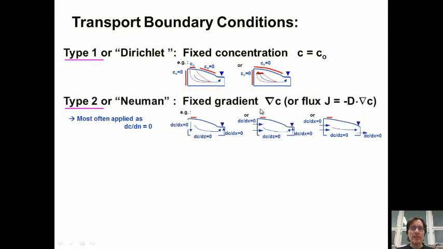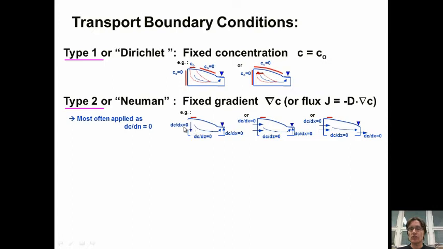A type 2, or Neumann, is where we fix the gradient, or a mass flux. This is most often applied in the transport context as a 0 gradient, where we fix the concentration gradient perpendicular to a boundary at 0. Here are just 3 examples. For example, we have a source zone here and a vertical flow downwards along a symmetry boundary, and a no-flow boundary along the bottom. And along these 2 boundaries, we can impose a 0 concentration gradient.